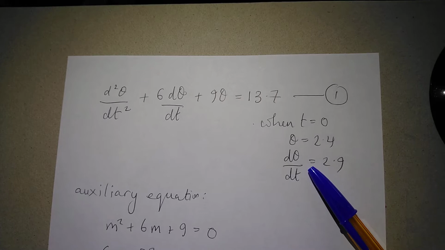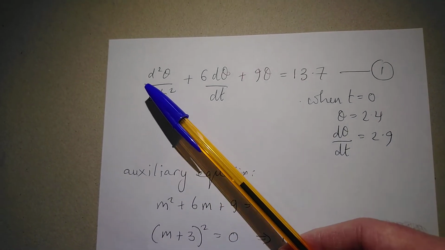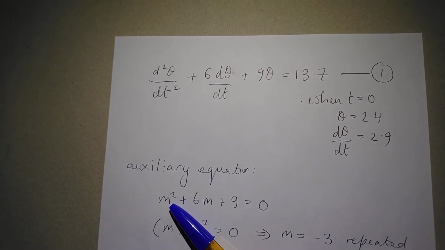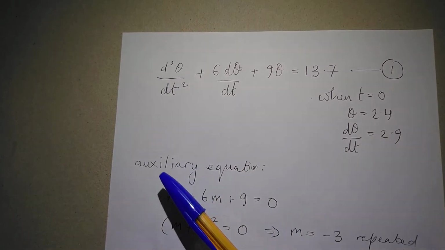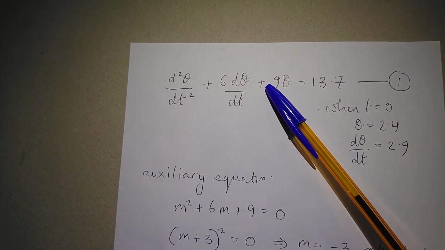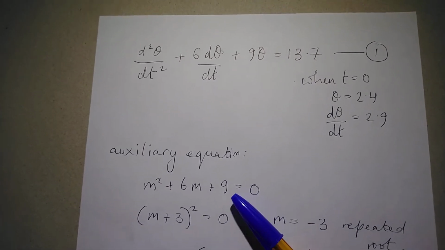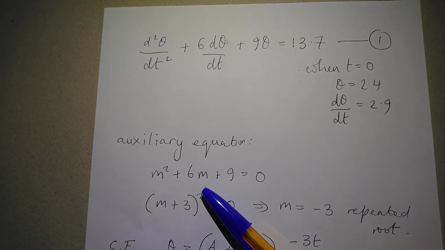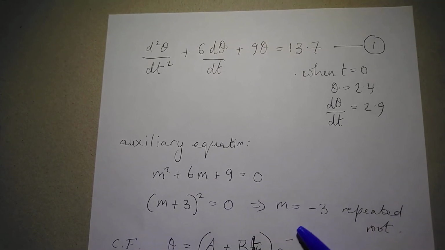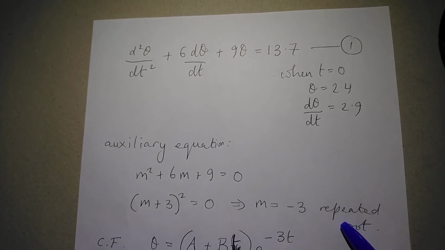2.9. So the next step is to form the auxiliary equation. So we look at the coefficients on the left and we put those into a quadratic. So we've got 1 times m squared, 6 times m, and then 9 on the end. And those we set equal to 0. This particular one we'll factorise, and we get (m plus 3) all squared equals 0. So that means m is equal to negative 3, and it's a repeated root.